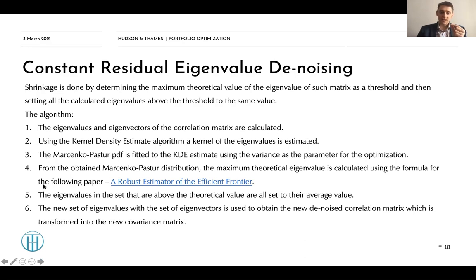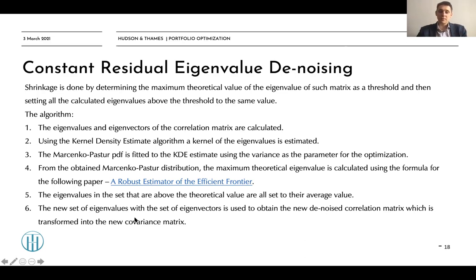So on the fifth step, the eigenvalues in the set that are above a theoretical value are set to the average value. So all these big eigenvalues, which are much bigger compared to the average value, will be decreased to their average value. And this is the way we reduce the amount of noise in our covariance matrix, by averaging all those values which are outliers compared to the maximum theoretical value, which is defined by the Marchenko-Pastur probability density function.